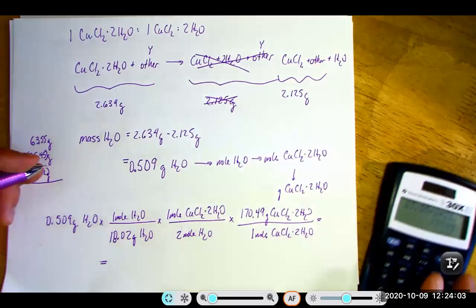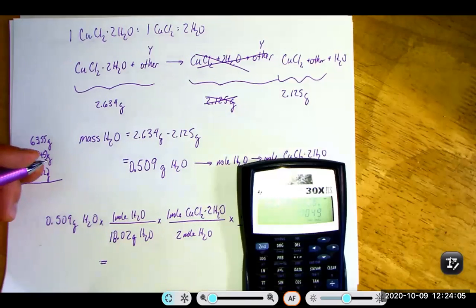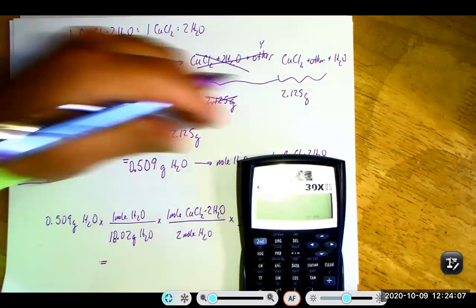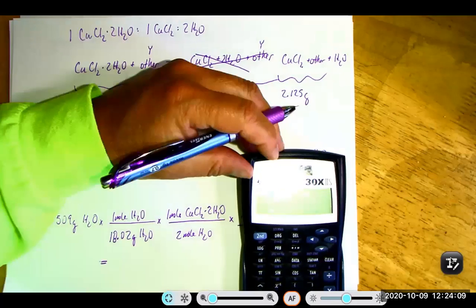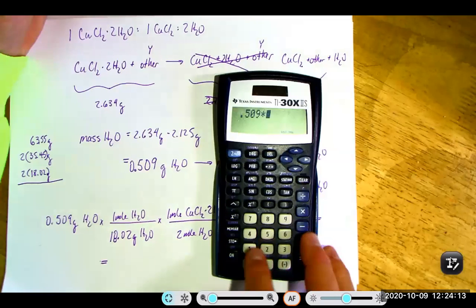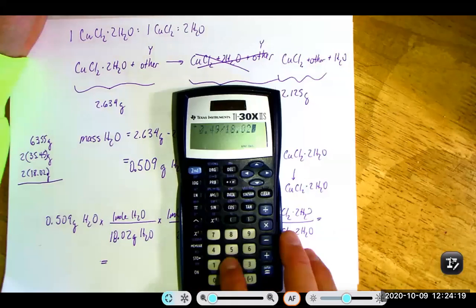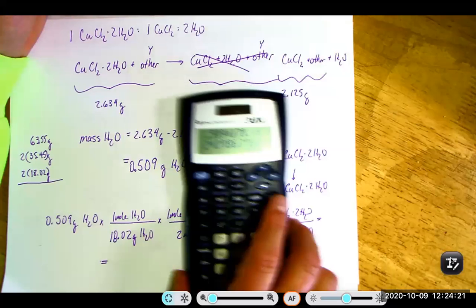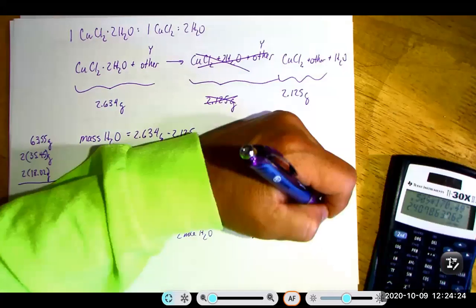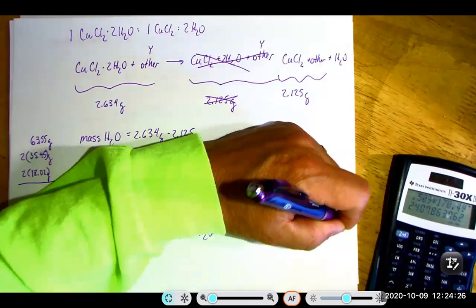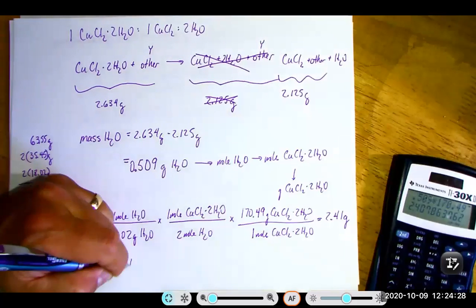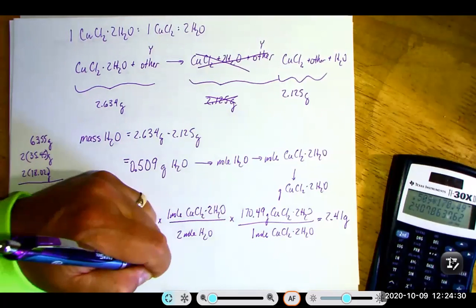Okay, so let's see what we get here. 0.509 times 170.49 divided by 18.02 and also divided by 2. And sure enough, we get 2.41 grams of copper 2 chloride dihydrate.